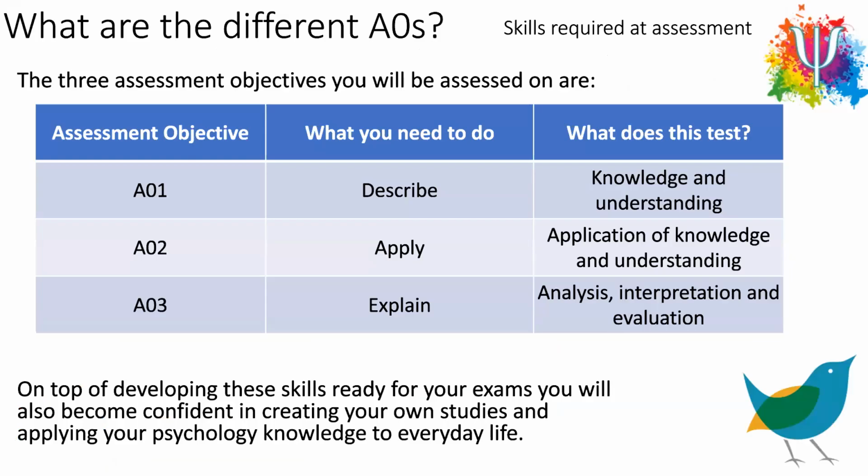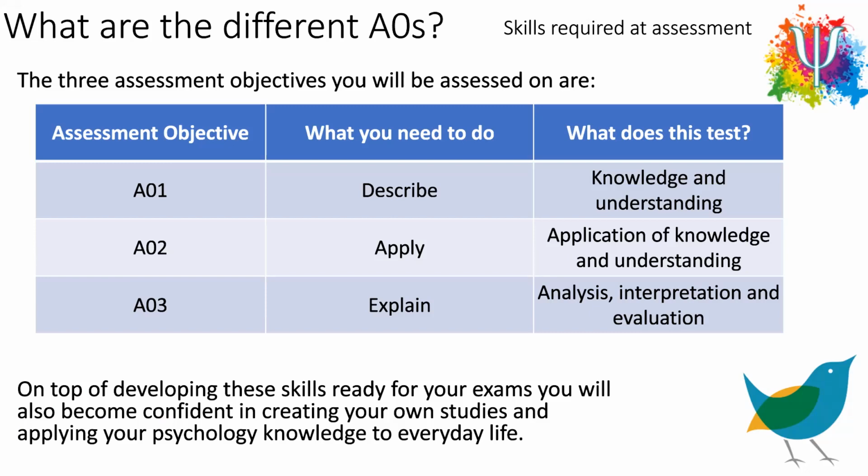Okay, so how are you actually assessing your exams? Well, there are different AOs in psychology that you are assessed on. Okay, so we've got AO1, AO2, and AO3. You may have come across these before, but they are very prescriptive as to what they entail in psychology. So anything that is an AO1 is a question that would ask you to describe something. So the purpose of those assessments is to check your knowledge and understanding.